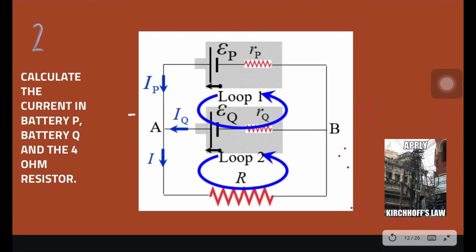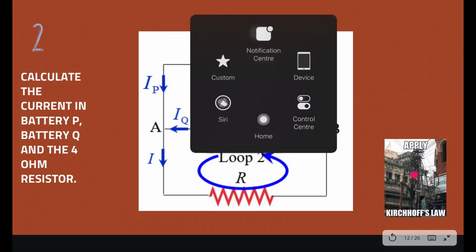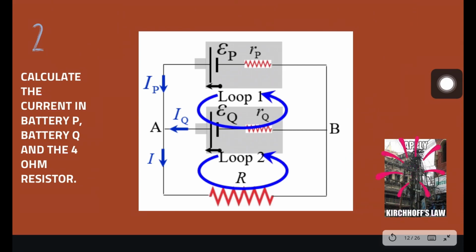Okay, back to the question. Alright, we need to calculate the current in battery P, Q and the 4 ohm resistor. So what we need to do is label IP as the current passing through EMF P, and for the current passing through battery Q, we name it IQ, and the current passing through R is I. So we need to find this IP, IQ and I.